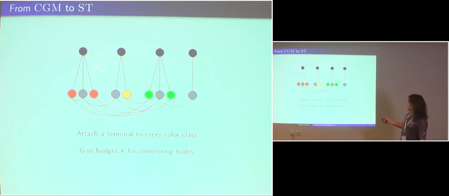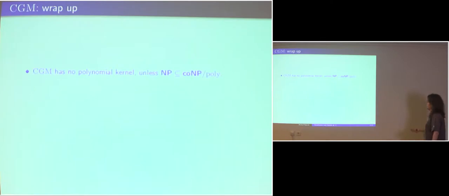And now observe, each terminal needs to be connected to the others. Yes? So I need to pick at least one guy from each color class. Right? I have only budget k for those connecting nodes, so I need to pick exactly one from each color class. And now, in order to connect them, I need to pick those guys so that in the original instance of colorful graph motif, they induce a connected subgraph. Yes? Simple as it is. Yes? Good. So this is the wrap-up already.